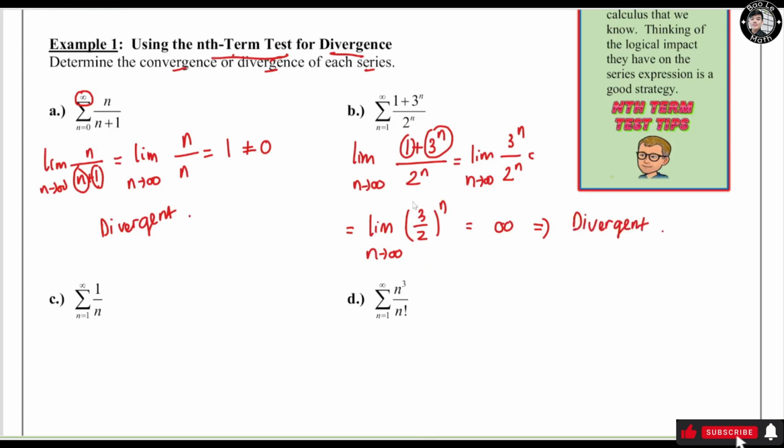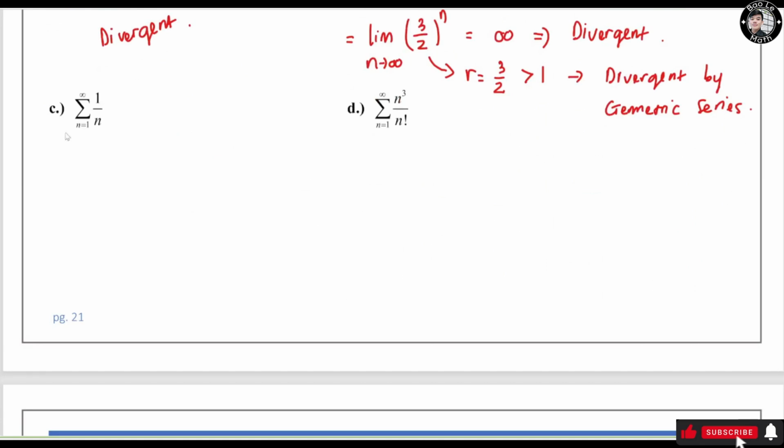Now we have another way to do this one. We can use the geometric series, right? The common ratio is 3 over 2, which is greater than 1. Then by the geometric series test, the series diverges, right? Now question C. We have the limit of 1 over n when n approaches infinity equals 0, right? This one is inconclusive, right?